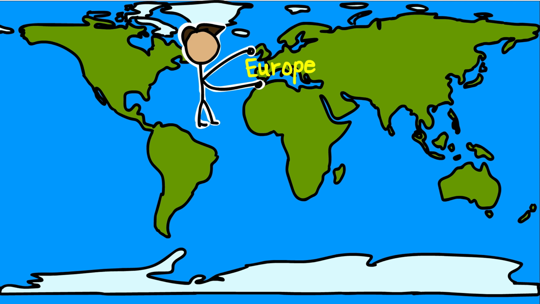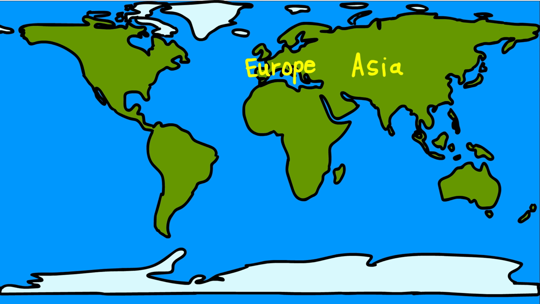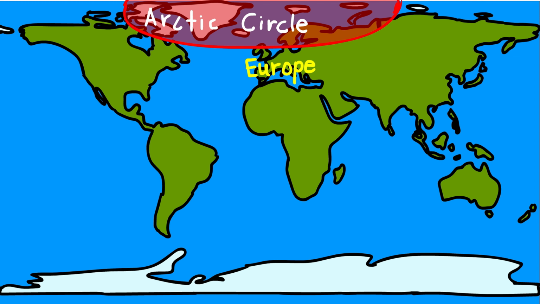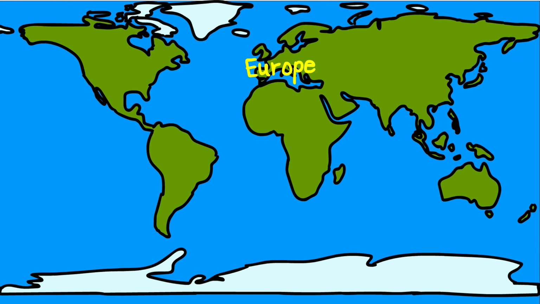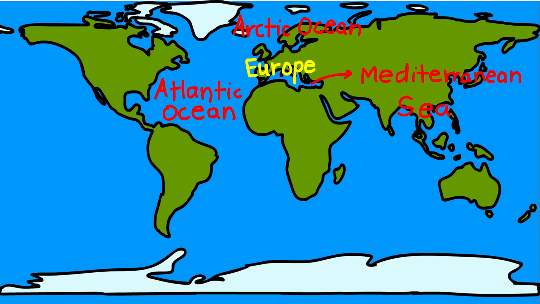Europe is much smaller than Asia. The continent lies to the west of Asia. The Arctic Circle passes through it. It is bound by water bodies on 3 sides. Look at this map of the world and locate it.